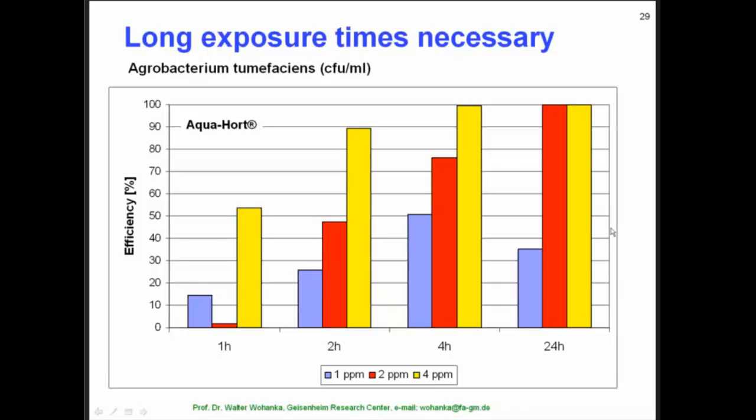In contrast to all of the oxidants, the metallic ions need very long reaction times. This graph demonstrates that even at high concentrations of 2 to 4 ppm, the red and the yellow columns, several hours, even the whole day, are necessary to kill plant pathogenic bacteria. However, in practice, usually continuous application enables a good control in nursery stocks or pot plant production and so forth.